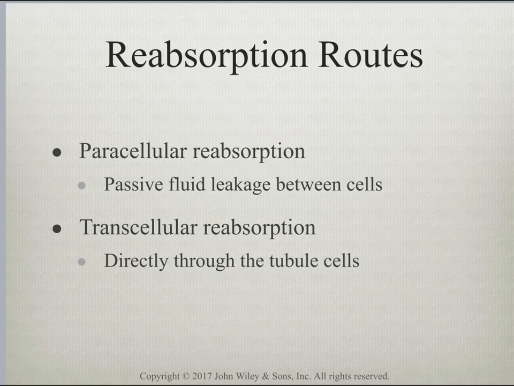Reabsorption routes. So when we talk about and elaborate on reabsorption, we looked at the previous table and explained what's being reabsorbed and what's being secreted. We have to delve a little bit more into exactly how these substances get reabsorbed through these tubules. Well, there are two basic processes. The first is paracellular reabsorption. This is the passive leakage of fluid between the cells. The second is transcellular reabsorption. So trans meaning across, cellular meaning the cell. So this allows substances to move directly through the cells of those tubules.